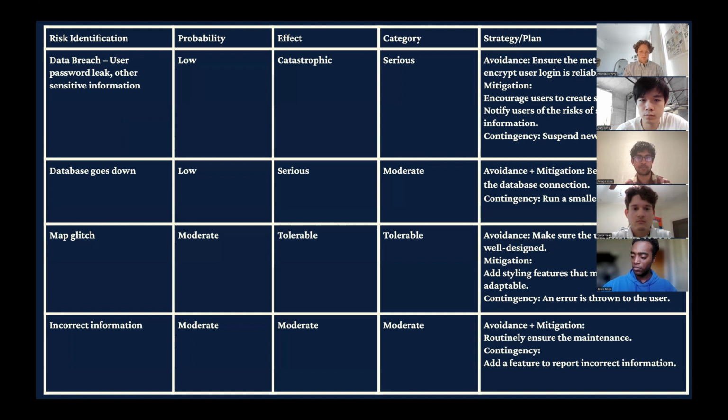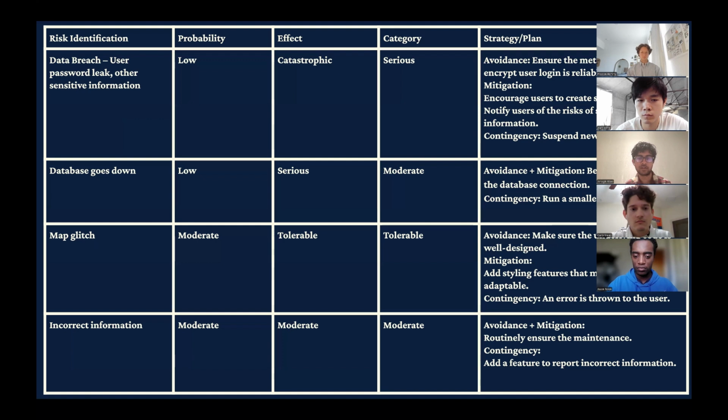And then some smaller risks would be the map glitches and incorrect information. Map glitches would probably result from errors in code and just how we've used or integrated the Google Maps API. And just to mitigate that, we want to design the code well and make sure it works on all platforms, so there are styling features for mobile and desktop applications. And the contingency would just be that if there's a glitch, we should at least throw a user error to the user so they'll know something's off.